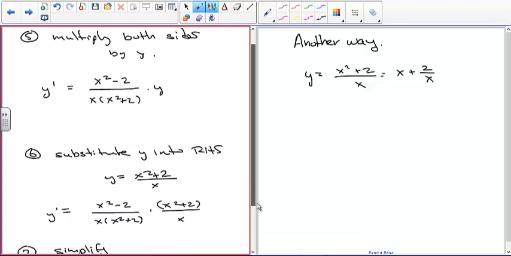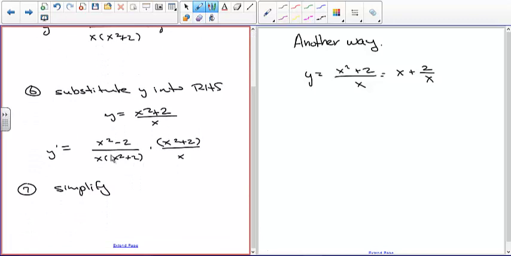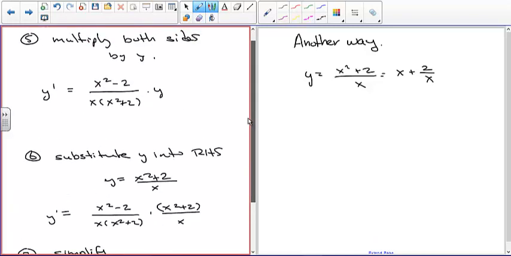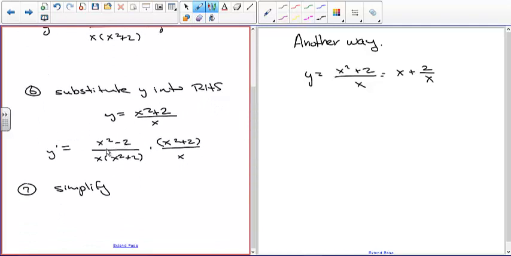And then I simplify. So you can see x squared plus 2 is going to cancel out with that. So I get y prime is equal to x squared minus 2 over x squared, which is 1 minus 2 over x squared. So that's just two ways of writing the answer.